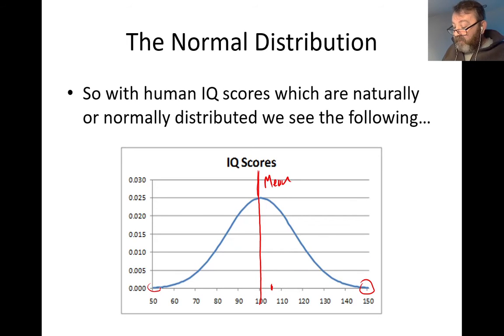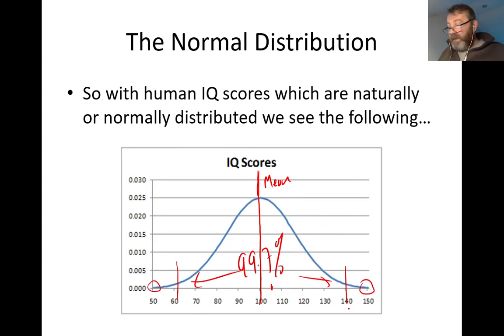And there are very, very few, if any, people who have an IQ of 50 or less. The majority of the population will be somewhere in the region of 60 to 140. And that will cover up to 99.7% of the population. So 99.7% of every human being, all the population in this area, roughly between 60 and 140.